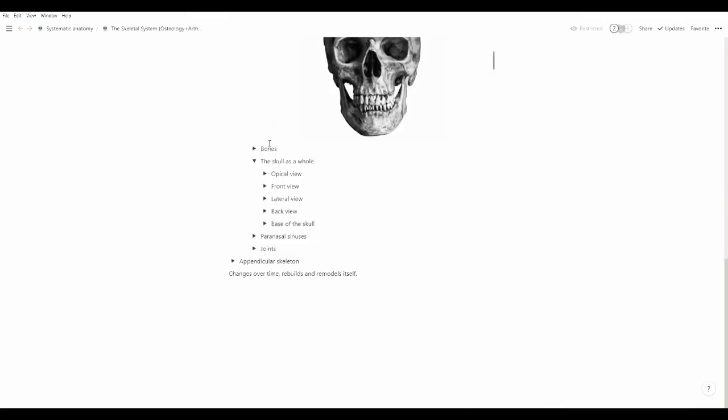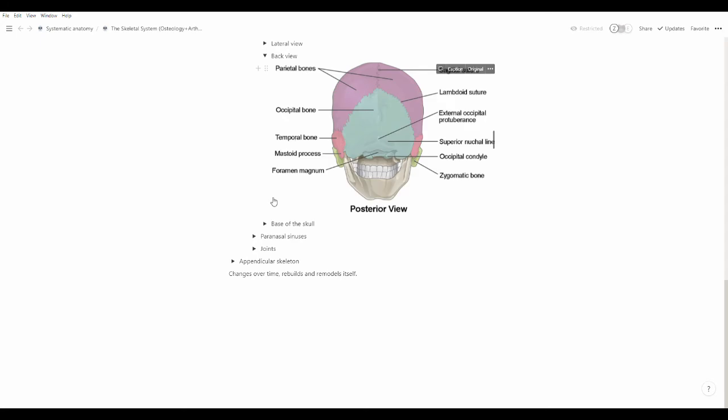Next part we'll be talking about is the back view of the skull. It's just so simple. You know that you have here the occipital bone, two parietal bones. You have here the digastric bone and the two temporal bones. So yeah, very, very simple. Nothing much to talk about here. Just need to know the names of the bones.